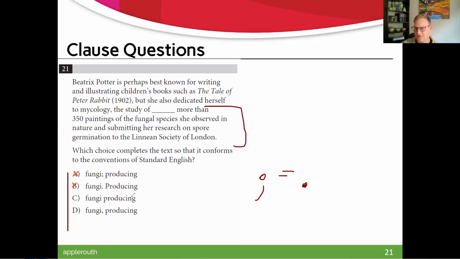And this part is not a full sentence, right? That's the other reason why grammatically A and B are wrong. And here, if you say the study of fungi producing more than 350 paintings, that's all one idea? I don't think so. The study of fungi producing more than 350 paintings, separate idea. Our answer here is choice D. These, again, are the important questions to master and get to, even though they're towards the end of the section. Much more important to grab this than spend 2 minutes trying a Shakespeare question.